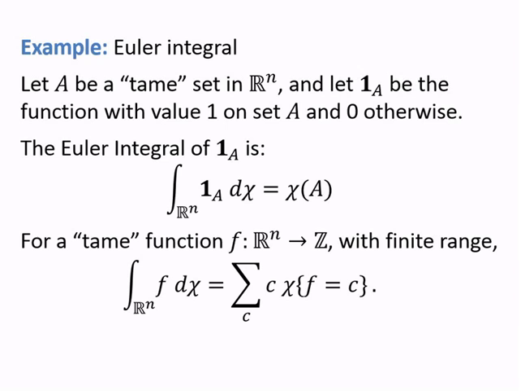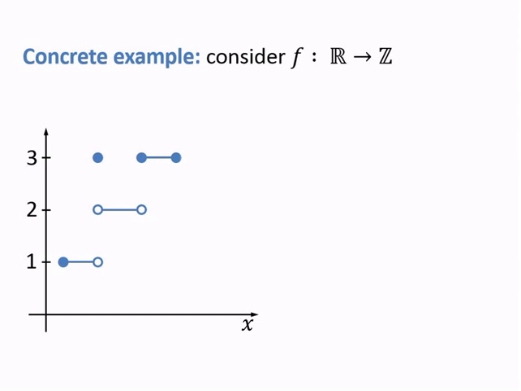So I'm going to use this sort of notation, this bracket F equals C, to mean the set on which the function takes the value C. Let me give you a concrete example. So here is such a function. It has finite range, defined on the reals, takes values in the integers, has only three values in the range. Or you can also say it's zero for all points where this graph is not drawn. It's zero elsewhere, and I don't care about the places where it's zero.